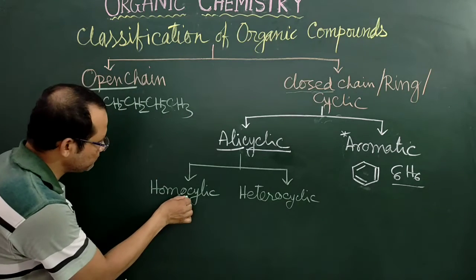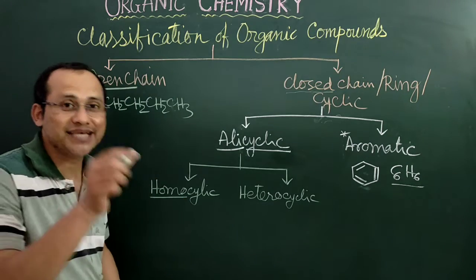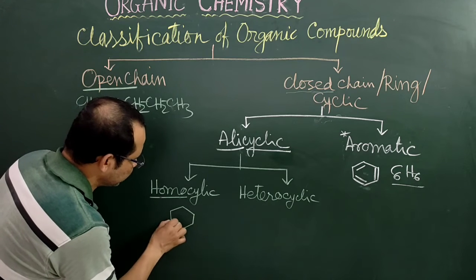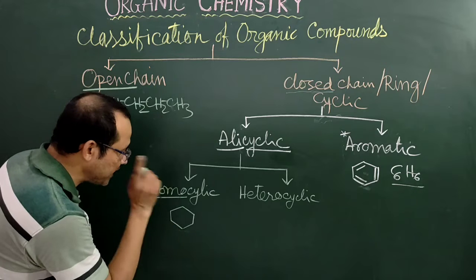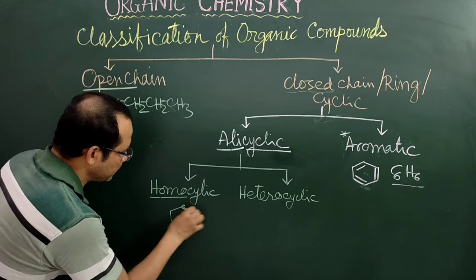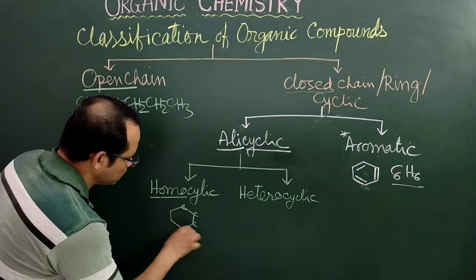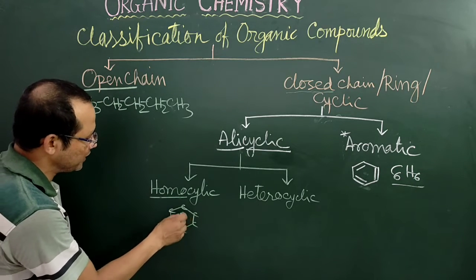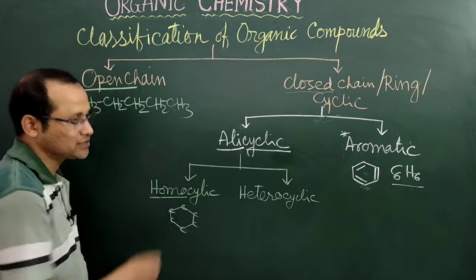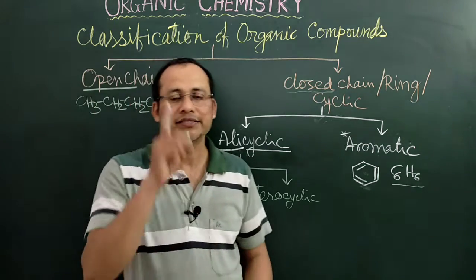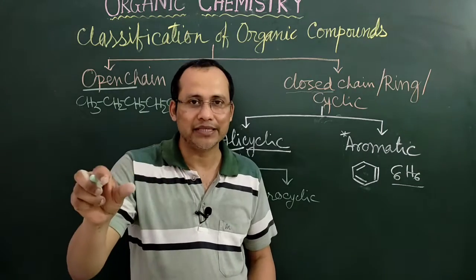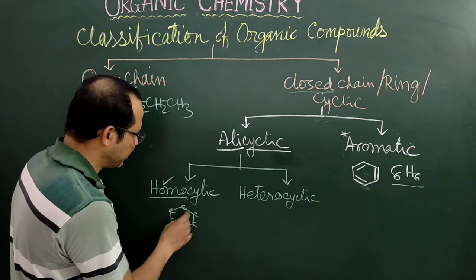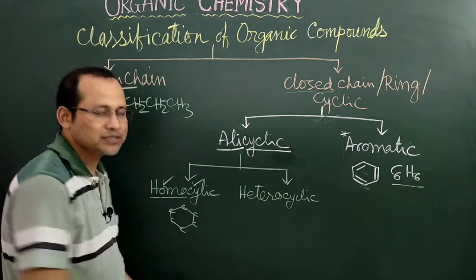Do you know the meaning of homo? Homo means same. Any chain or any ring which contains the same atom, here the same atom is the carbon atom, everywhere carbon is there. So if this type of ring is there where each and every corner contains the same atom, that is an atom of the same element, here carbon, this is called homo, meaning same, and cyclic due to the cyclic nature of this compound.